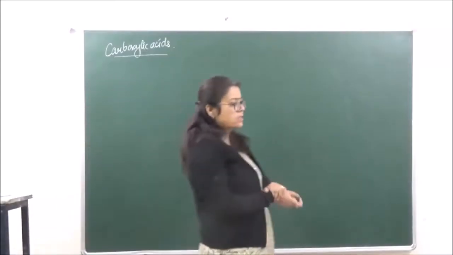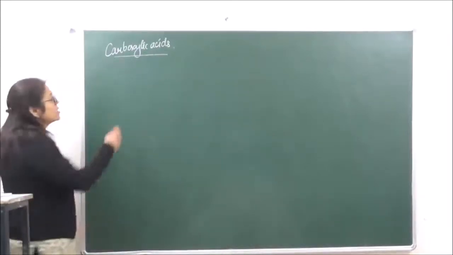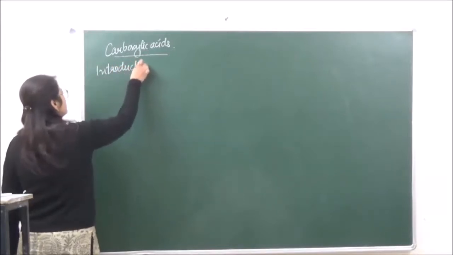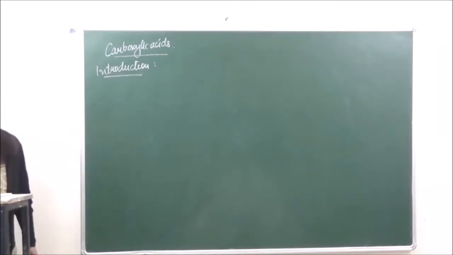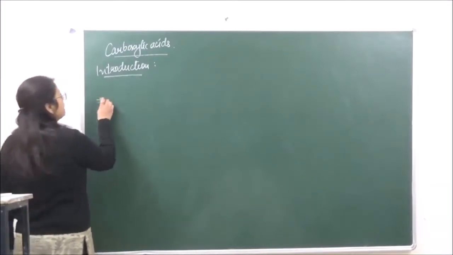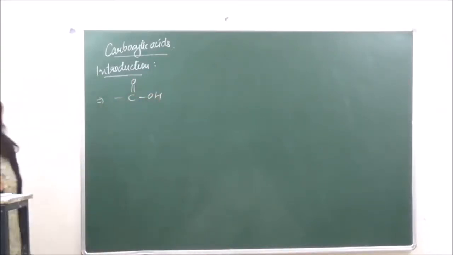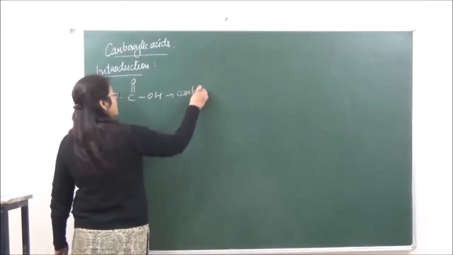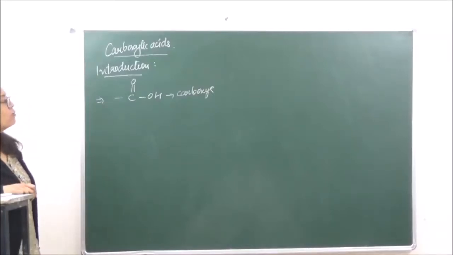So let's go on to this second part B of this chapter, carboxylic acids. Let's just take an introduction. Now when we're talking about carboxylic acids, they are the organic compounds which contain the COOH group. Okay? Now the name of this group is known as the carboxyl group, and that is going to be derived from two words.